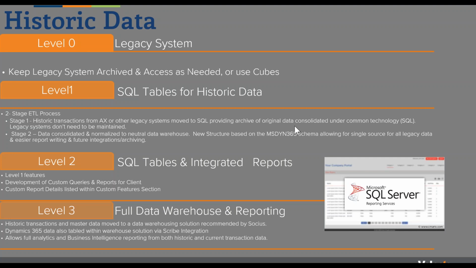We can move all of your data to SQL, so that instead of having to access GP, you can just query it in SQL, and you can write reports and normalize your data there, so that when you're looking at a customer order, it doesn't matter if it came from GP or 365, you can report on them under a combined structure. So that's an option.